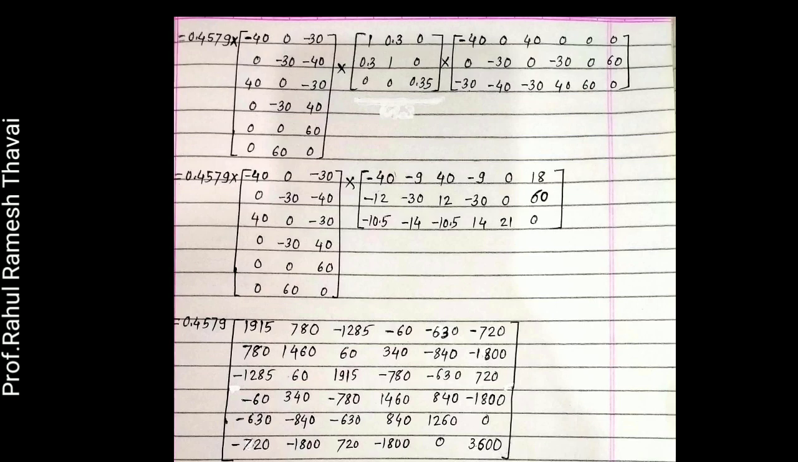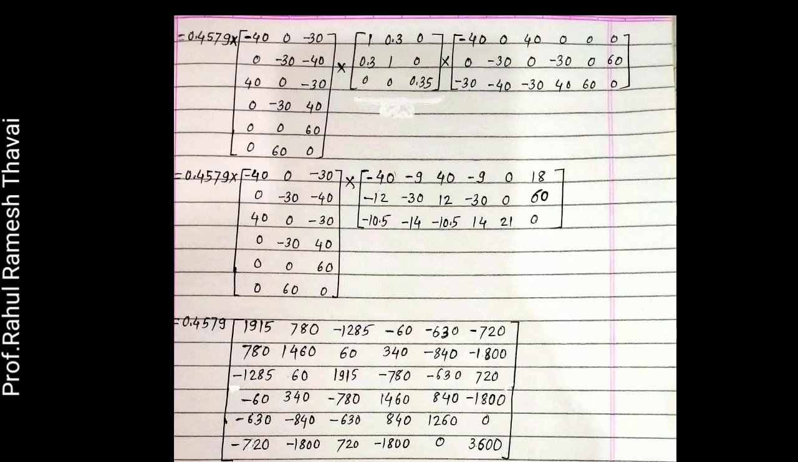So I will get its value equal to minus 10.5. Next, third row multiplied by second column, 0 into 0 plus 0 into minus 30 plus 0.35 into minus 40. I will get its value as minus 14. Next I will go for third row third column, that is 0 into 40 plus 0 into 0 plus 0.35 into minus 30. So I will get its value equal to minus 10.5. Next I will go for third row fourth column, that is 0 into 0 plus 0 into minus 30 plus 0.35 into 40. So I will get its value equal to 14.